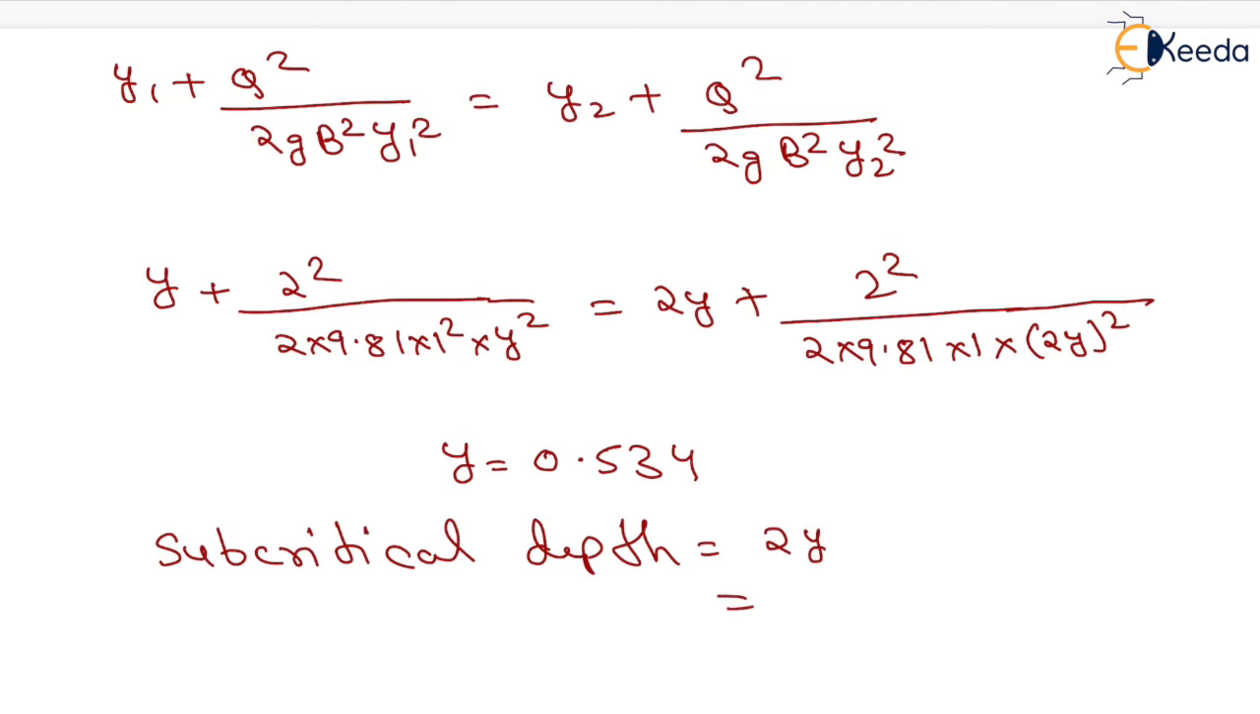Now, the subcritical depth will be equal to 2y. Therefore, we put the value of y here, that is 0.534. It will be equal to 1.0697, which is nearly equal to 1.07 meter. That will be the subcritical depth. That is all about this numerical. Thank you very much, students.